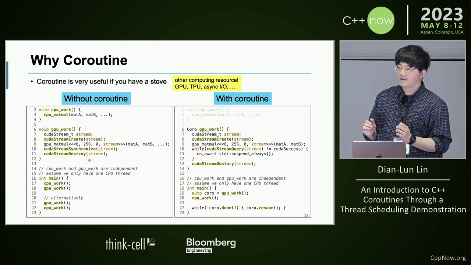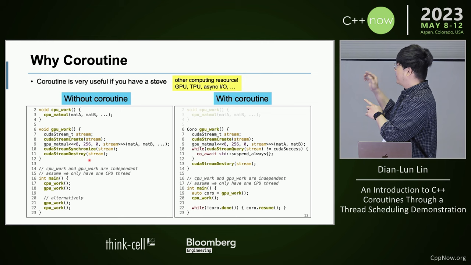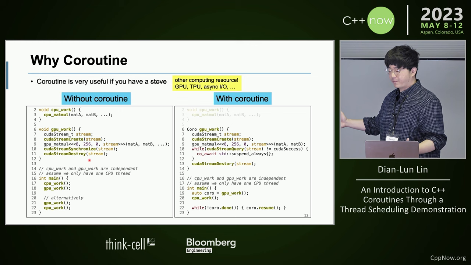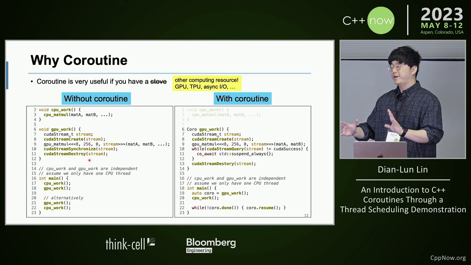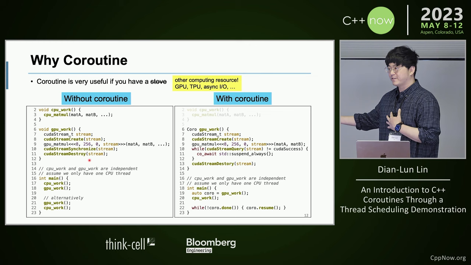So without coroutine, in this simple example, you can still do this. You can still overlap. But what if you have more tasks? What if you have dependencies between tasks? Suppose you have a task dependency graph.